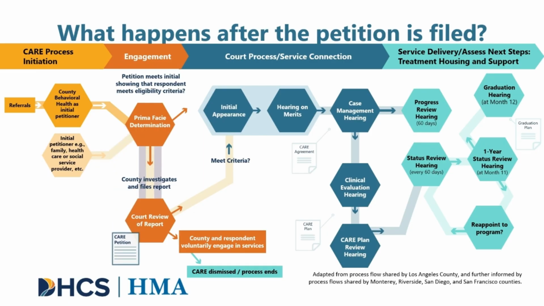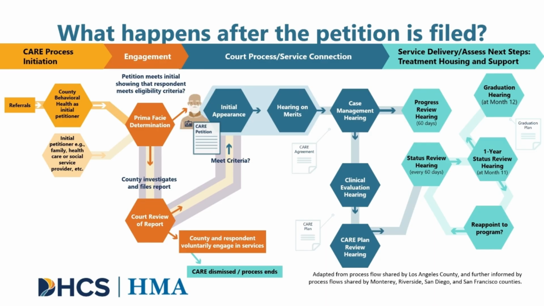If the court thinks that the petition does indicate potential eligibility, it will order the county to investigate and file a report, and the petitioner will receive notice that the report has been ordered, but not necessarily the contents of that report. Note that at that point, the county will be encouraged to engage the individual voluntarily in services and may be granted a continuance if they think voluntary engagement is viable. If the county's report indicates that the person is eligible and they don't engage voluntarily in services, the court will set an initial appearance. That is where you, the petitioner, come back in.